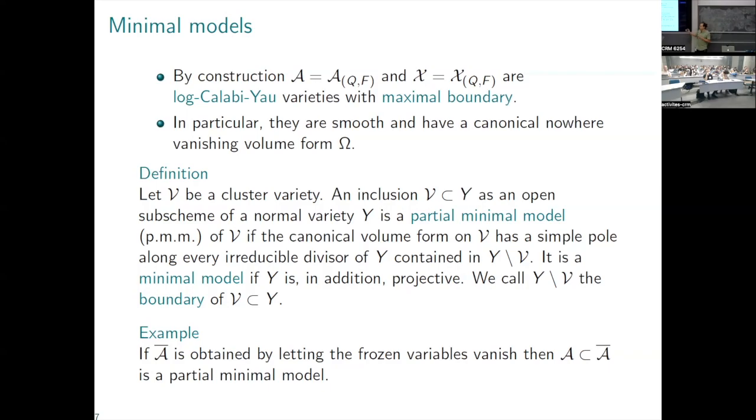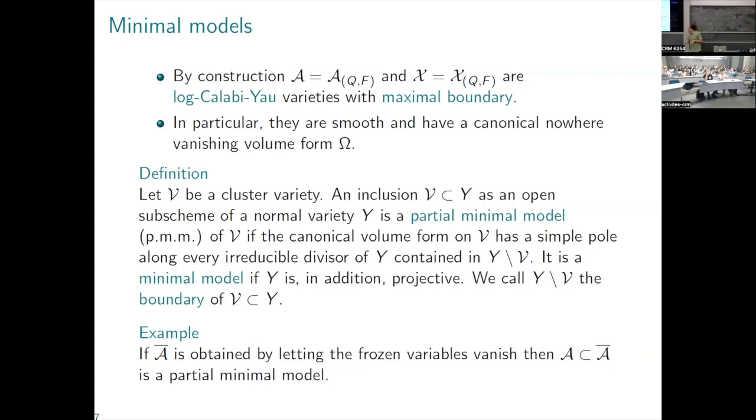This is inspired by the work of Iitaka in the 70s, who was working on his version of the minimal model program, just as Mori. But he also considered non-projective varieties. So I have to consider an inclusion of my cluster variety into Y, where Y is a normal variety, and V is open there. And this is a partial minimal model if the canonical form of V has a simple pole along every irreducible component of the complement of my spaces.